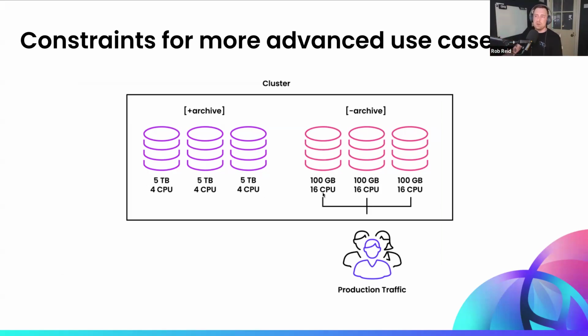Now, this is a very extreme example. The difference between 4 vCPUs and 16 vCPUs for a node is quite extreme, as is 100 gigabytes here and 5 terabytes here. But hopefully it gives you an idea as to what's possible by harnessing CockroachDB's constraints.